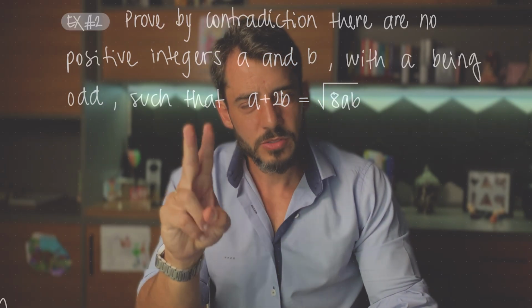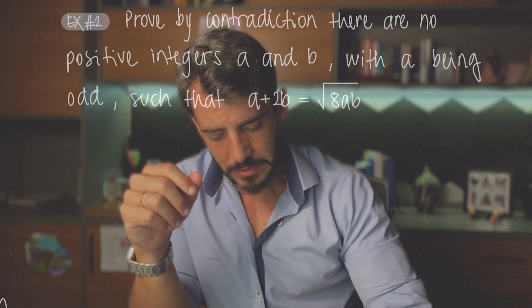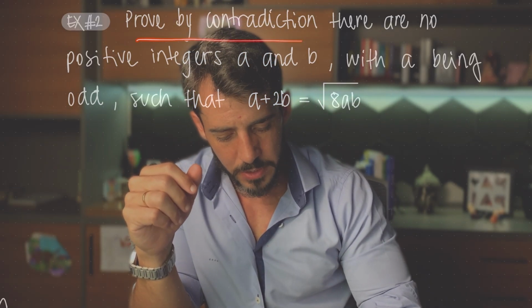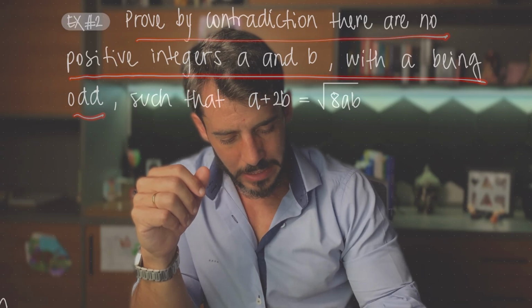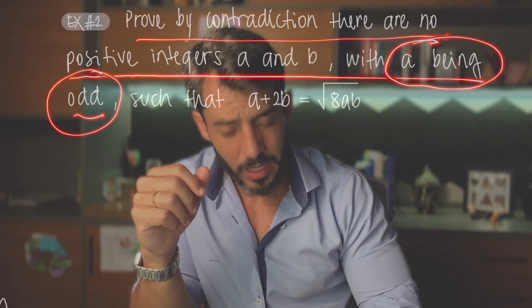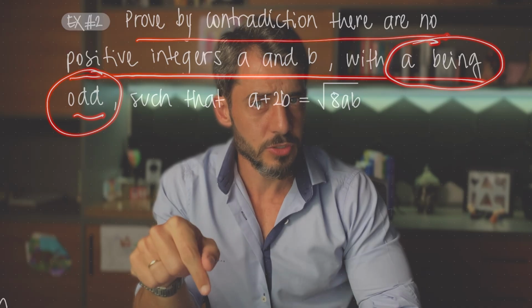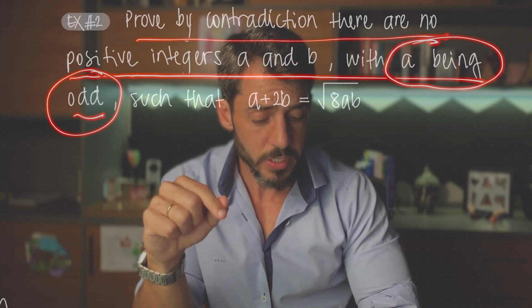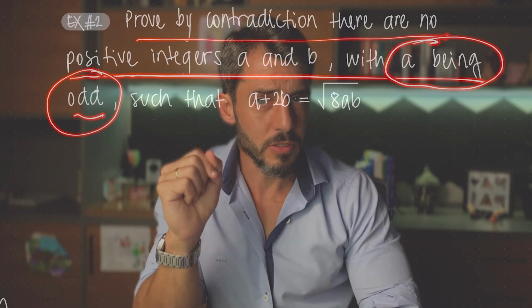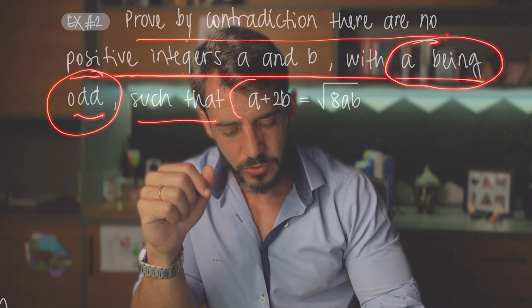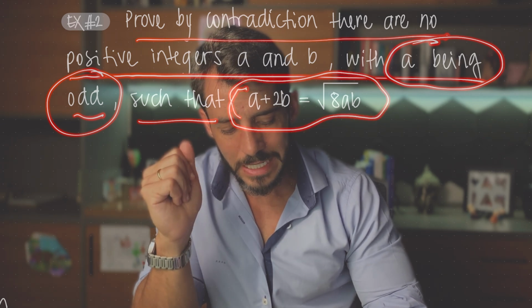Now let's tackle exercise number 2. Prove by contradiction there are no positive integers a and b, with a being odd. And by the way, this information right here will not change when you consider the negation of this statement. The negation will involve a still being odd, such that a plus 2b is equal to the root of 8ab.